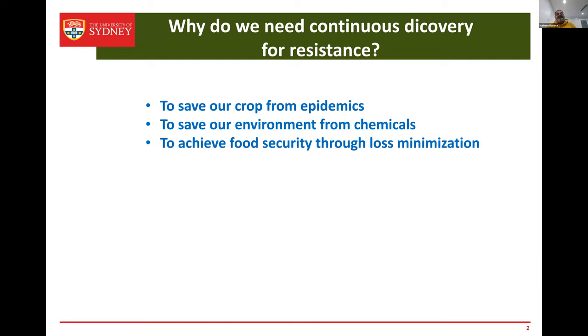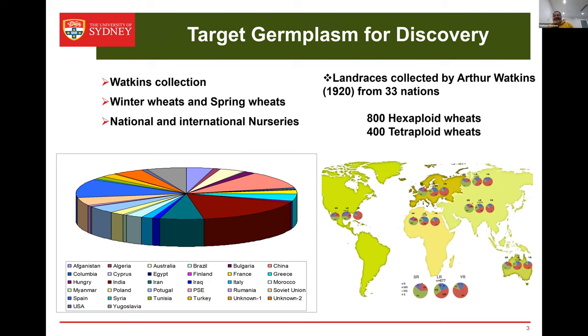Why do we discover resistant sources? To save our crops from epidemics, to save our environment from chemicals, and to achieve food security. Where do we get the new sources? We can have collections, we can have germplasm, as Ferdisa has shown some of his research on the current varieties. And there's endless material which we can work on. And I chose to work on Watkins' collection, which was collected by an English botanist, Arthur Watkins, in the 1920s from 33 different locations around the globe. You can see how well spread.